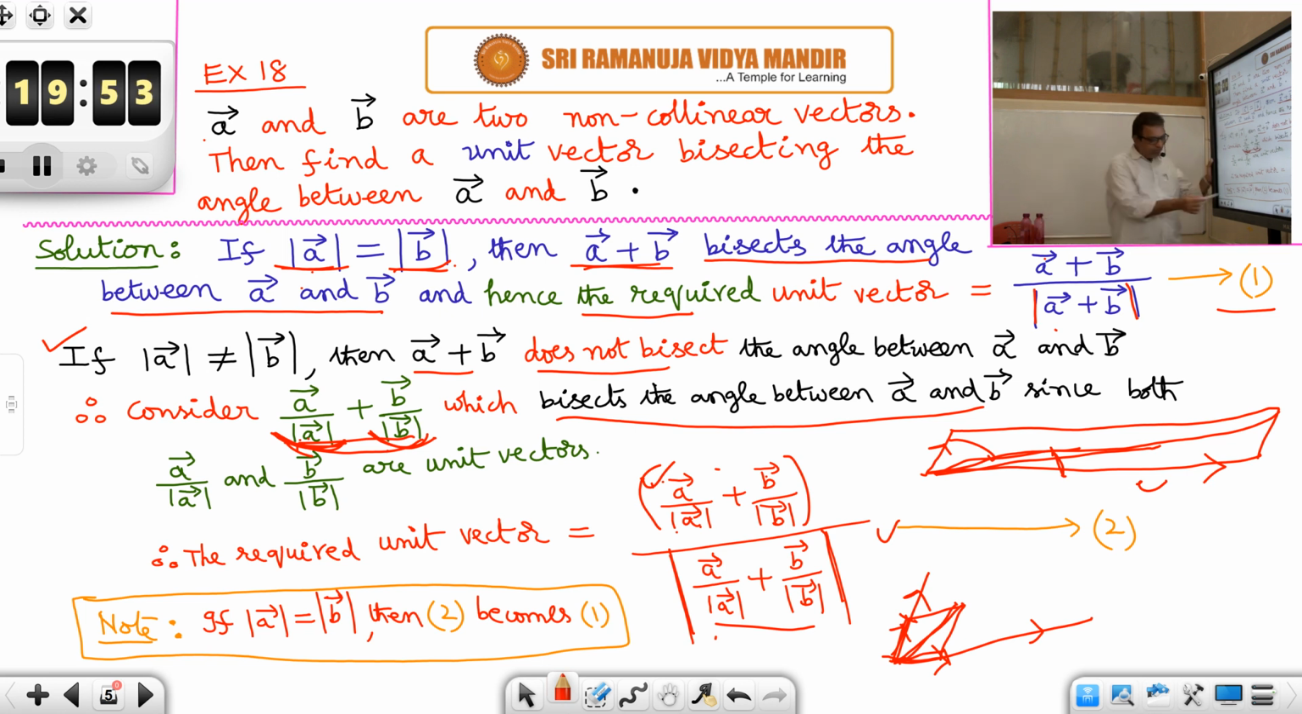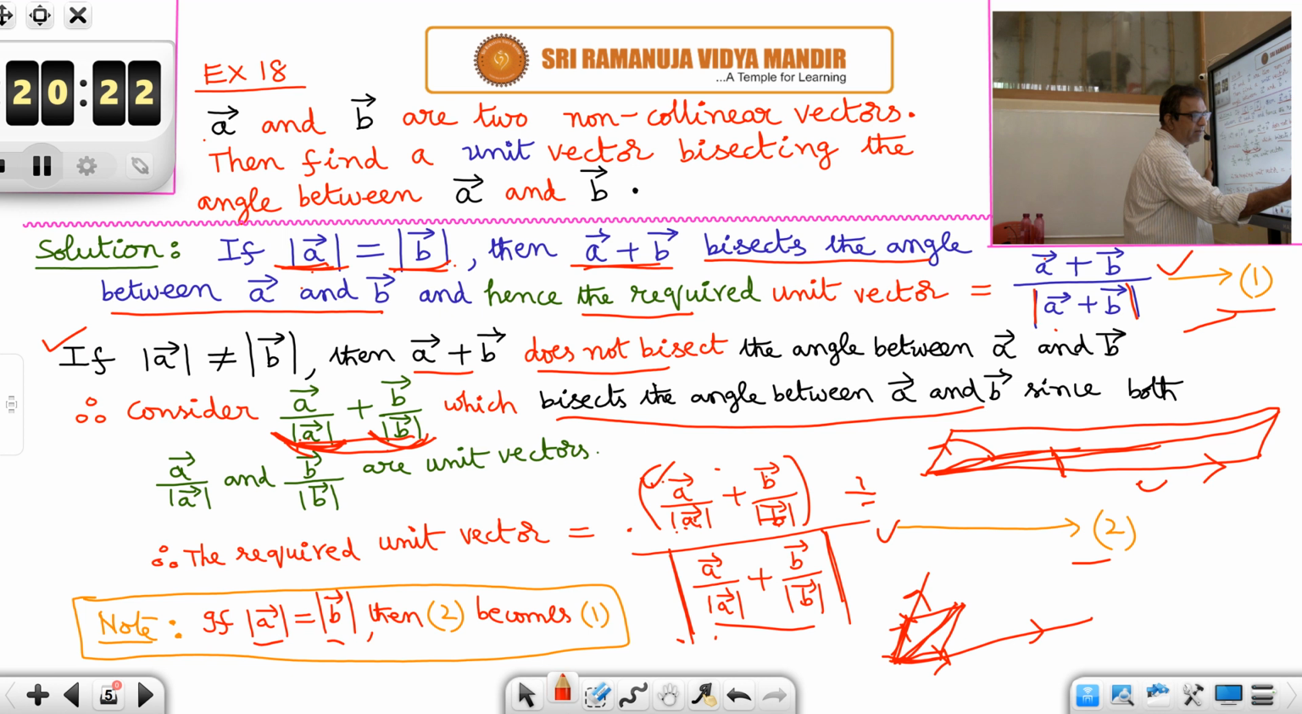What happens if mod A bar is equal to mod B bar for this formula? If mod A bar is equal to mod B bar, this is the answer, is it not? So the second formula should change into the first formula. If mod A bar is equal to mod B bar, is it changing? See, suppose mod A bar is k, mod B bar is k. Then 1 by k is common.